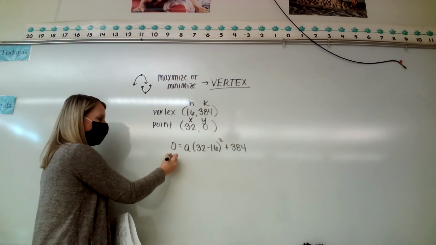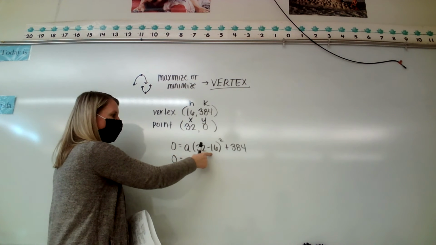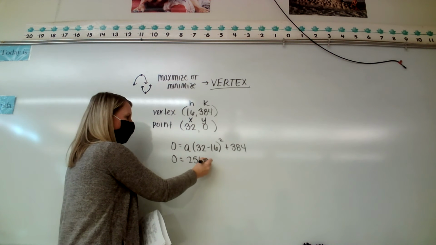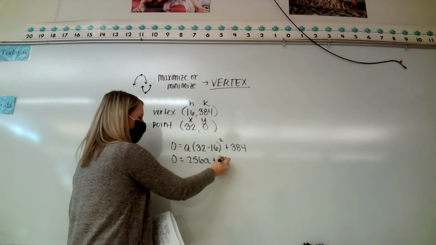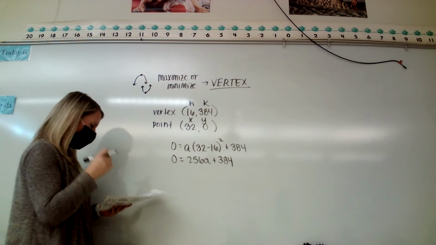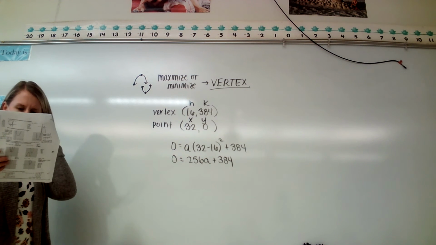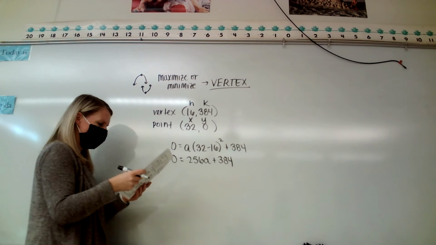We have a little bit of simplifying to do, so that would give me what? 16 squared, which is 256A. And I just use my calculator to subtract 384 and divide by 256. And A should come out to negative 1.5.